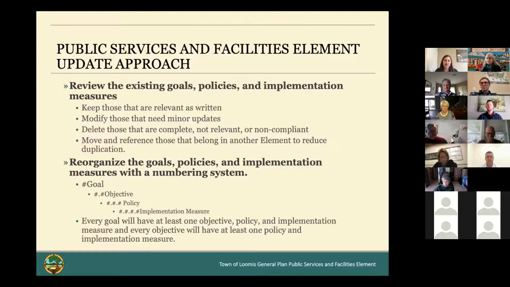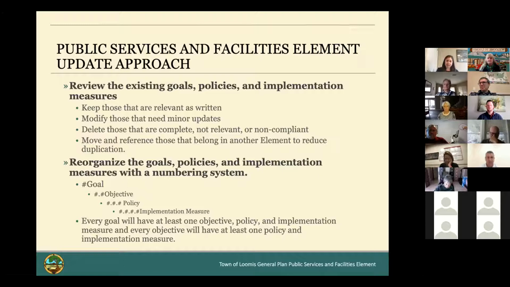And then we can also move or reference items that say they belong in another element, so that we're not duplicating things. I know there's a desire sometimes to reiterate an item from another element where it somewhat relates to public services or facilities, but we want to make sure we're not duplicating things to the point where, say there's a change to one of those other elements 5 years from now, and we forget to change it here, and we're not compliant or consistent with element to element.